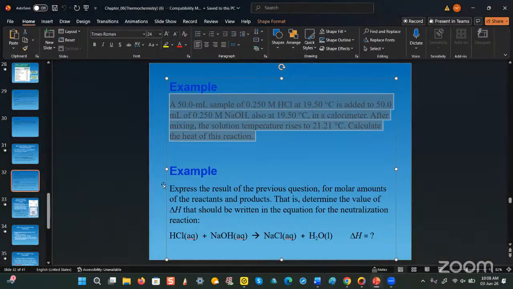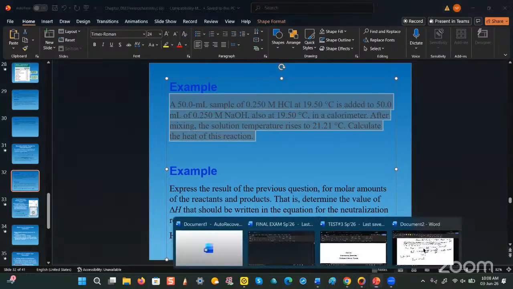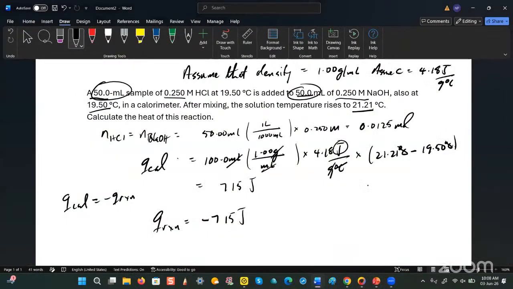Now the next question is asking for you to express the result of the previous question for molar amounts of the reactants and products. That is, determine the value of the delta H that should be written in the equation right here. The way we would do that, going back to this, is that we would take the minus 715 joules and divide it by the moles of each of the reactants, which we calculated here. So that will be over 0.0125 moles.